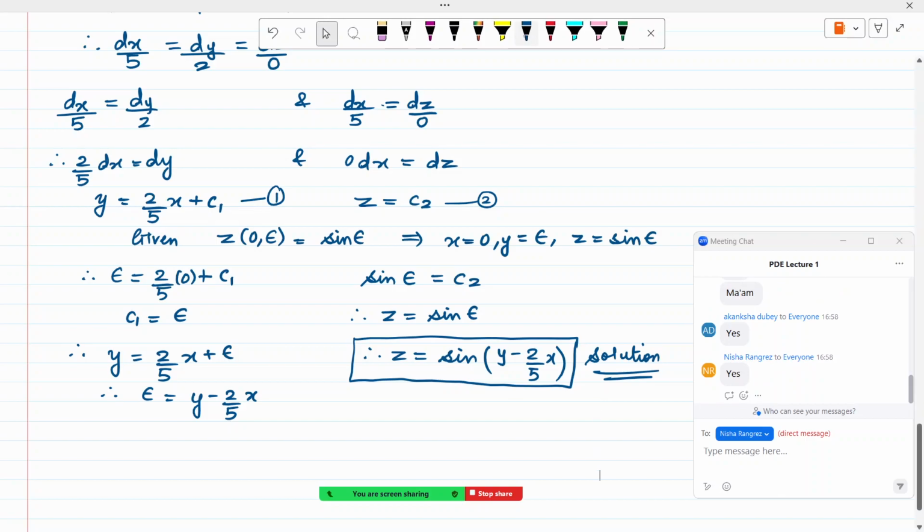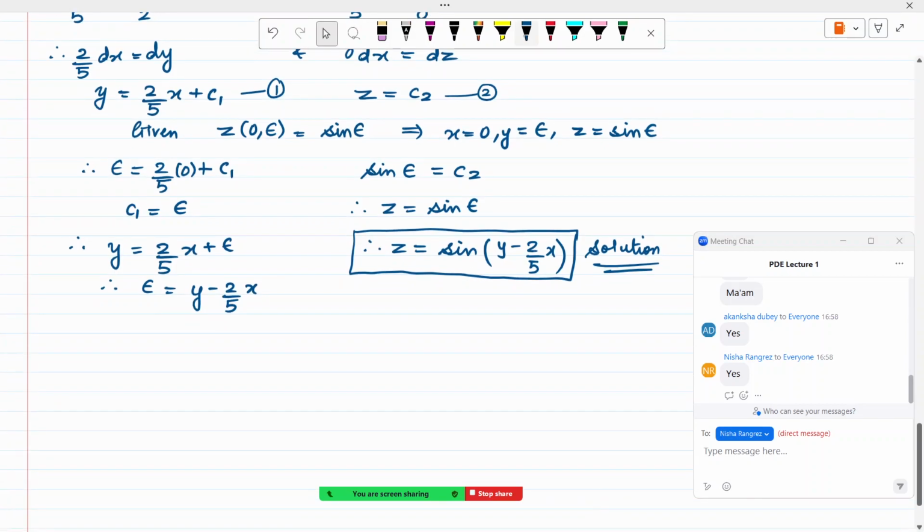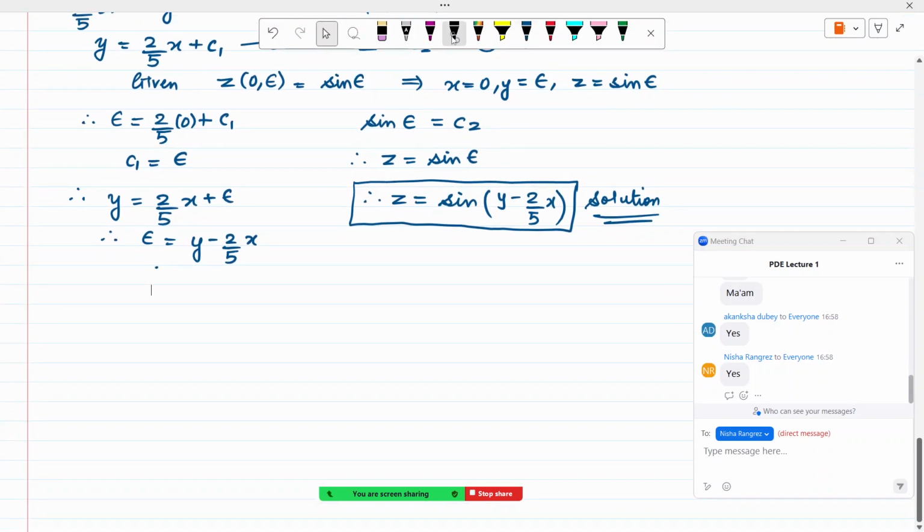I'll give you a homework question which will be similar to this, which you have to try on your own. And if you don't get the answer, next lecture you will let me know. So this is question number 2, which will be your homework question, and you'll have to try it on your own. The question goes like this.